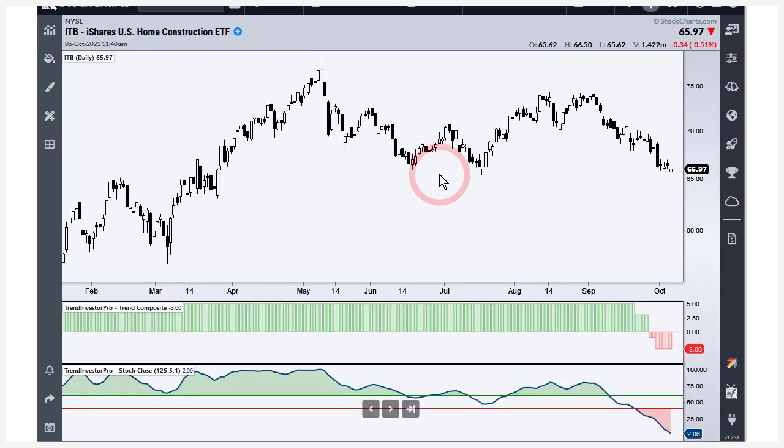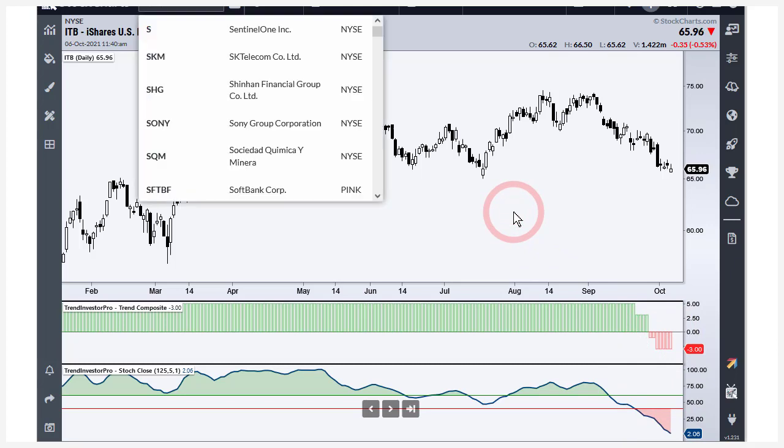Retail. Housing, we look at ITB. It peaked way back here in May, a lower high in August, September there. And look at that decline in September. And you can see those two trend indicators turning down. So I think that's a negative for the market.